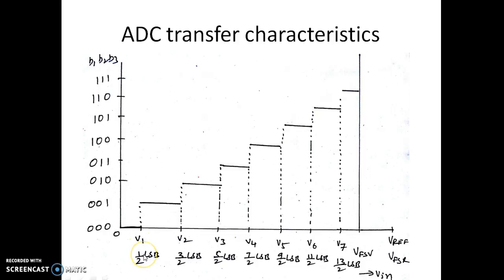That is, this is the first half LSB, this is 3 half LSB, 5 half LSB, and so on. This is what we saw in the ADC characteristics in the basic videos.